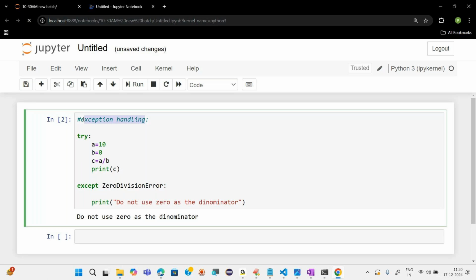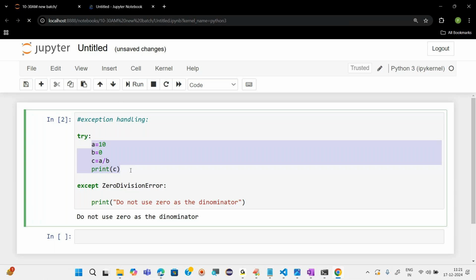Understood? Even if you have a complicated error message, you can handle this type of error with the help of exception handling, and convert the technical error message into a user understandable message, so that the user can easily understand whatever mistake we are making.